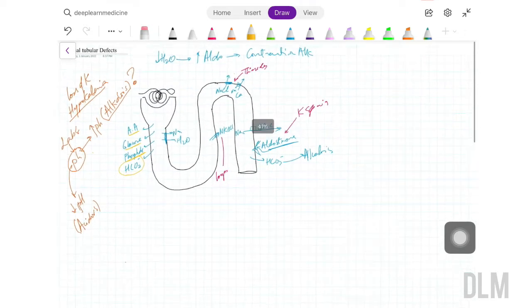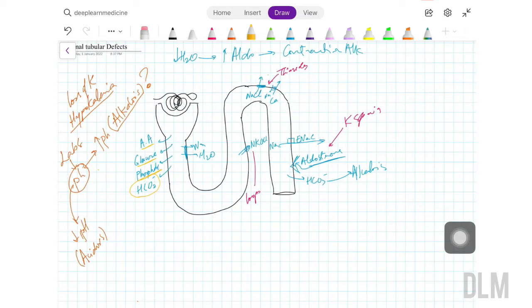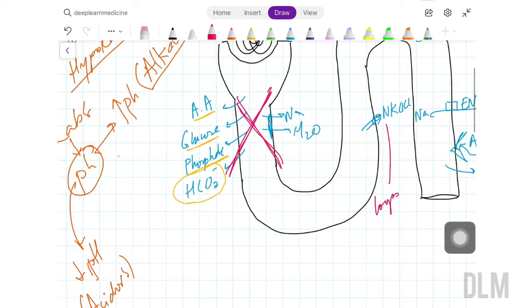So let's pretend that for whatever reason the proximal convoluted tubule decides to not work today, right? What would happen hypothetically? Well, I could guess that amino acids would not be reabsorbed along with glucose and phosphates and bicarbonates, right? So let's try to use that to our advantage and think of the different presentations that this hypothetical disorder would have.